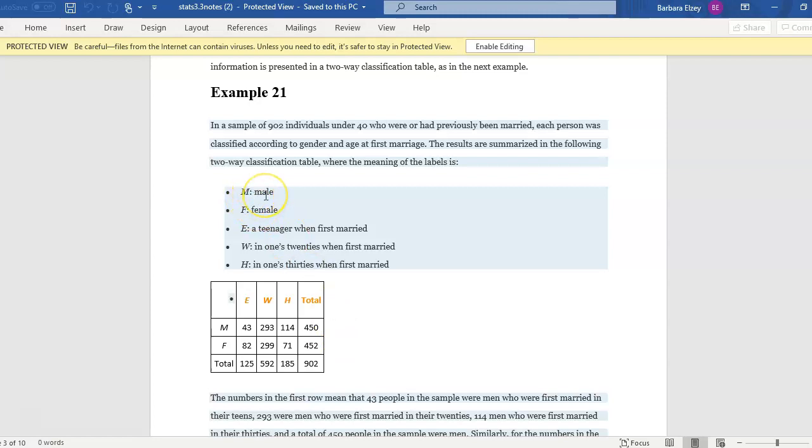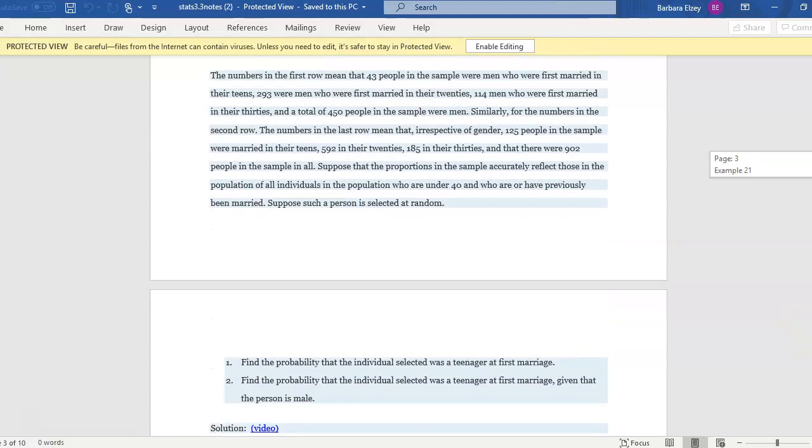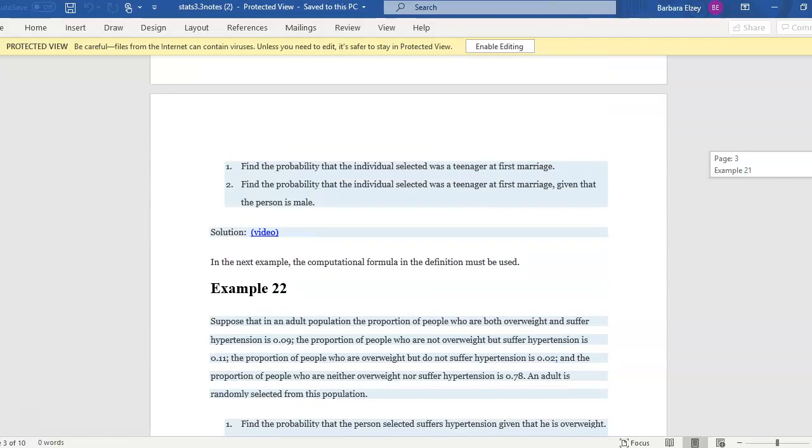So M means male, F means female, E is the person was a teenager when they were first married, W, the person was in their 20s when they were first married, and H, they were in their 30s when they were first married. All right, and then there's an explanation of what each thing means, but we'll look at what everything means as we go to our problems. Number 1, find the probability that the individual selected was a teenager at first marriage.